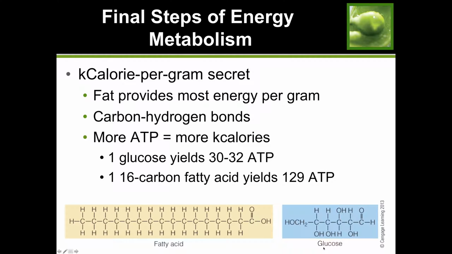All right, so kilocalorie per gram secret. Like I said, fat provides the most amount of energy per gram. Okay, and this is because of the carbon-hydrogen bonds. The more ATP equals more calories. So one glucose yields about 30 to 32 ATP. And when I mean one glucose is when glucose goes through glycolysis, then it goes to the TCA cycle, and then it goes to the electron transport chain. So the entire thing from start to finish, one glucose yields 30 to 32 ATP, while one 16-carbon fatty acid yields 129 ATP. So this is why fat gives you so many calories, because it produces more ATP.